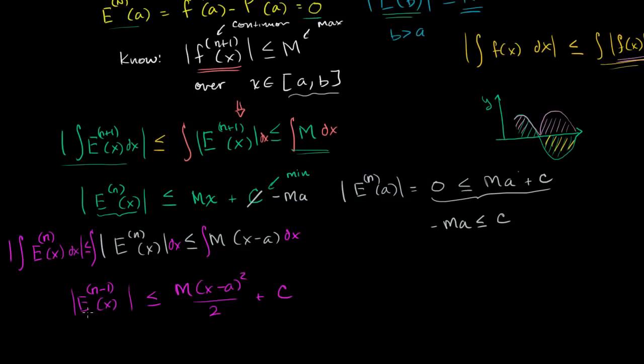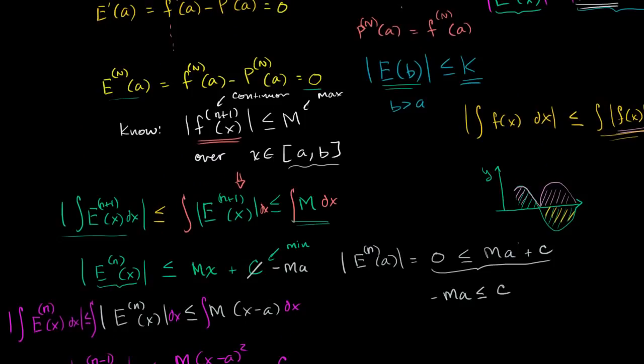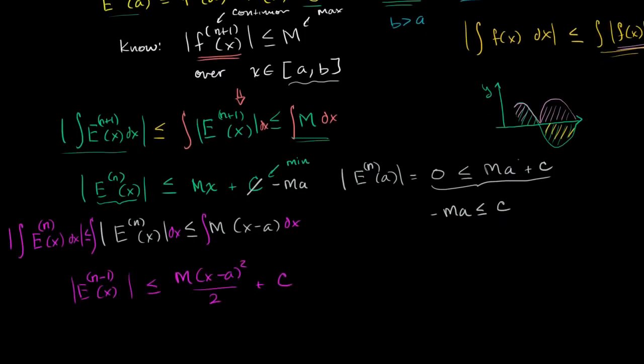If we evaluate both sides of this at a, the left side evaluated at a, we know is going to be 0. We figured that out up here in the last video. So you get 0 when you evaluate the left side at a. The right side evaluated at a, you'd get m times (a minus a) squared over 2. So you're going to get 0 plus c. So you're going to get 0 is less than or equal to c.